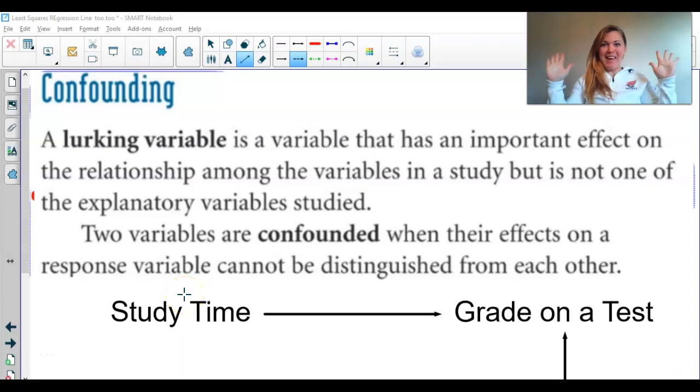Last video of the unit. Yay. Okay. We need to talk about a lurking variable. We briefly talked about it, but here's your official notes on it and the idea of a lurking variable or a variable being confounded with another variable.